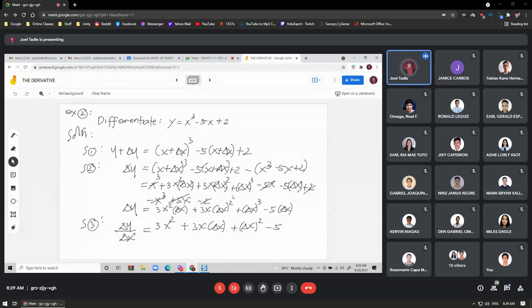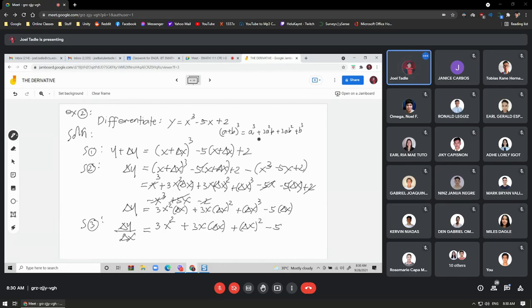Kung doon na kay (a plus b) cube. The formula before is a cube plus 3 a squared b, then plus 3 ab squared, plus b cube.